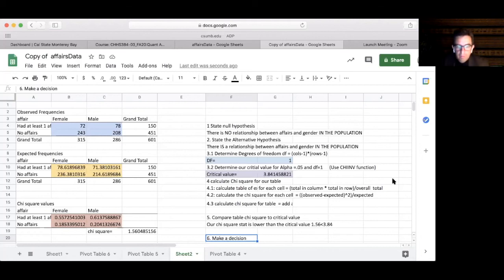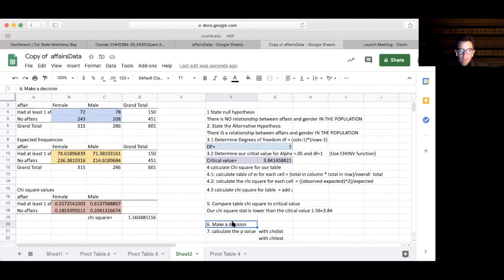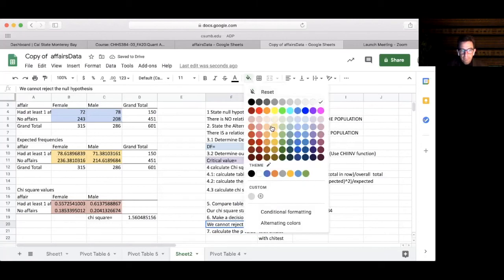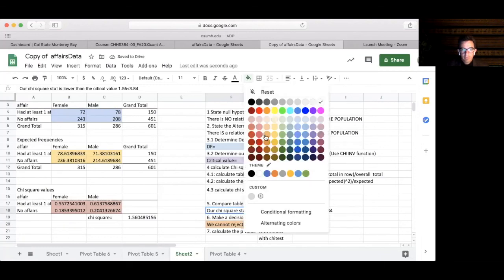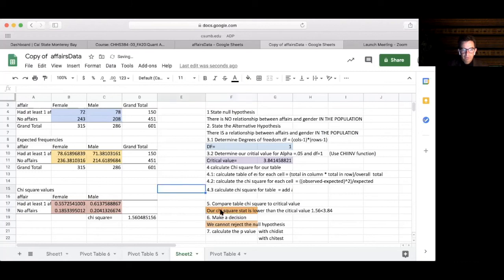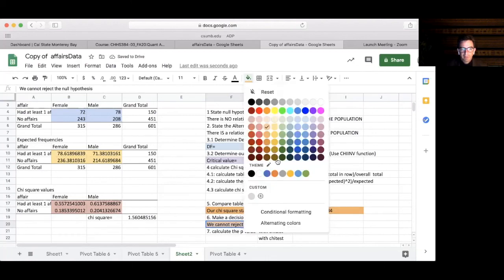So because our test statistic is lower than the critical value, we make a decision and we say, we cannot reject the null hypothesis. That's our answer. Our chi-square statistic is lower than the critical value, right? I'm sorry, I'm just painting all this so that it's a little more clear.